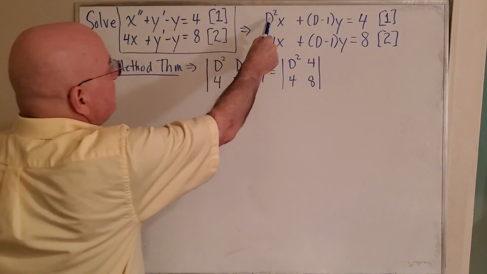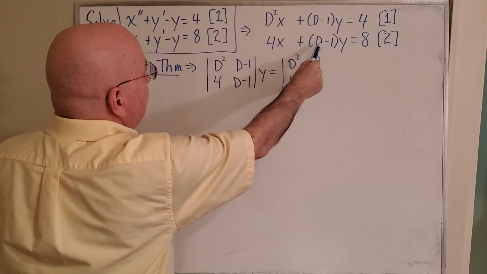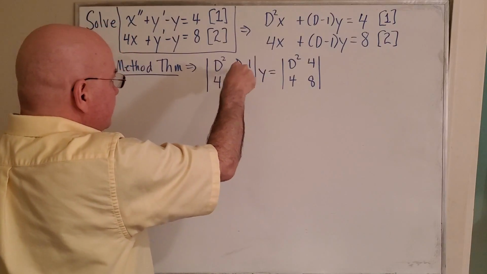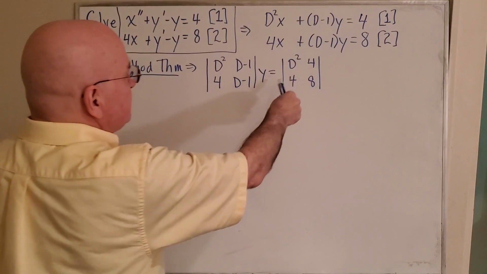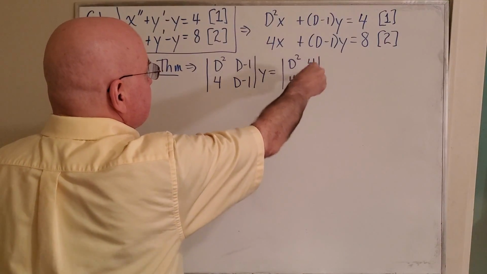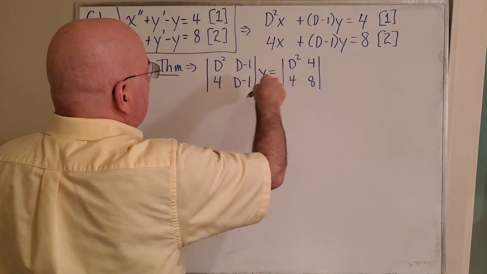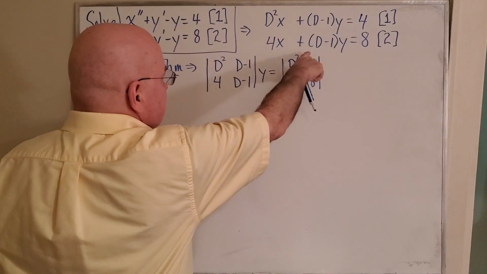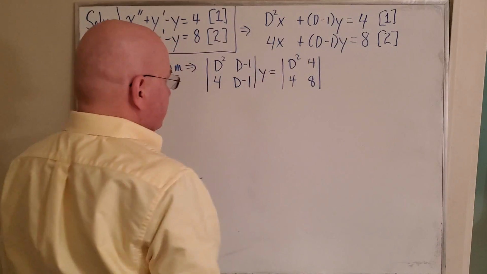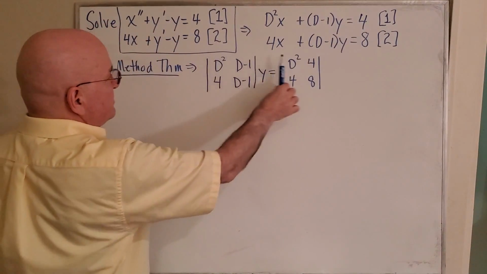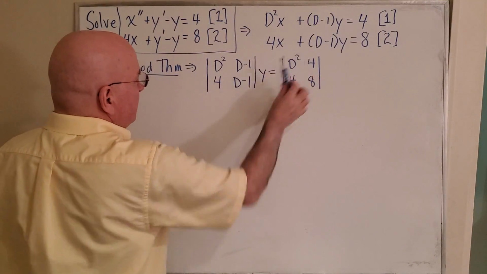We take the coefficients of the x's and y's: d squared, d minus 1, 4, and d minus 1. That becomes a matrix that we take the determinant of and apply it to y. And then the right-hand side is the determinant of this, which is, for y, we replace the second column with f1 of t and f2 of t. So this column matches this one. And remember, if this were x, this column would match that column.